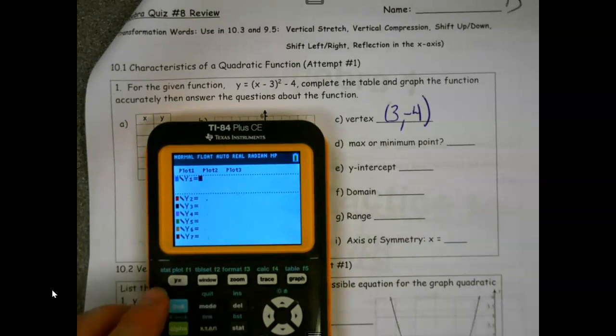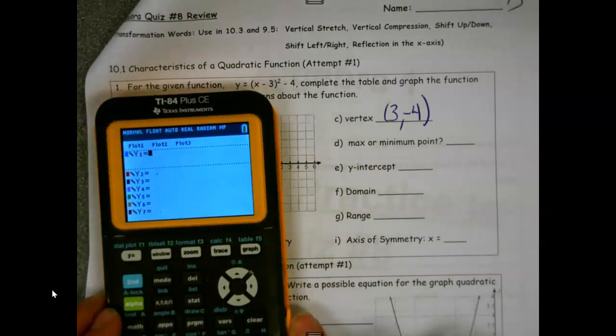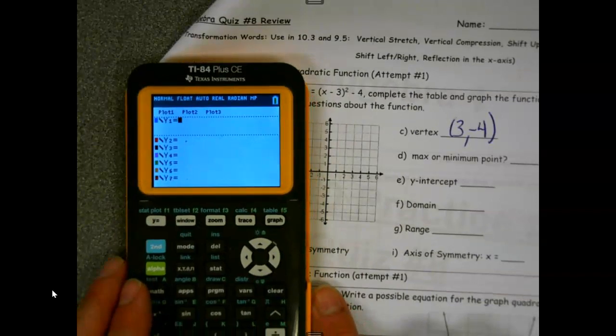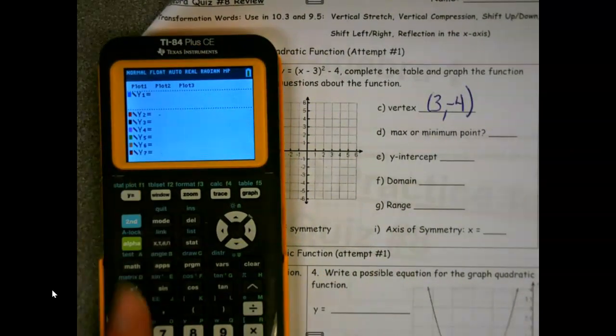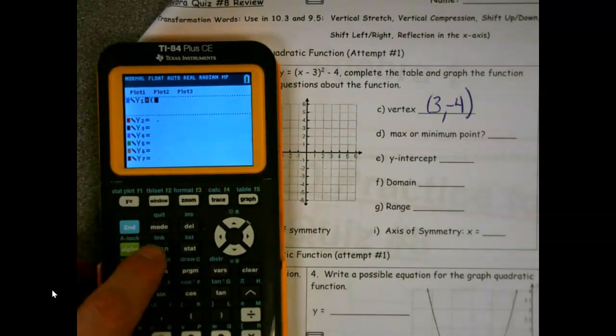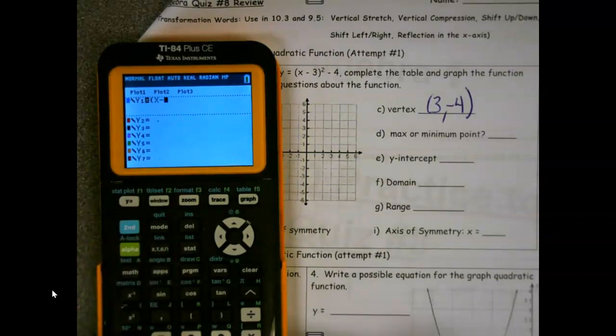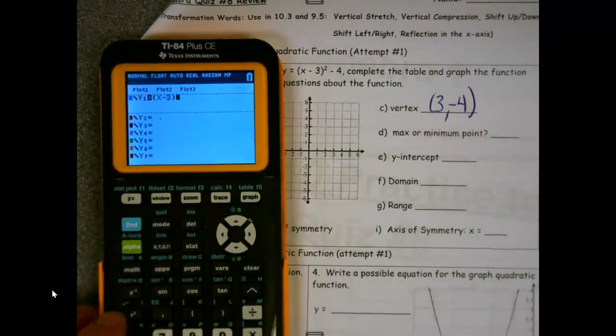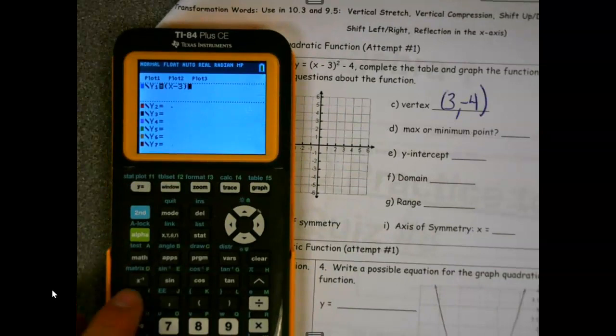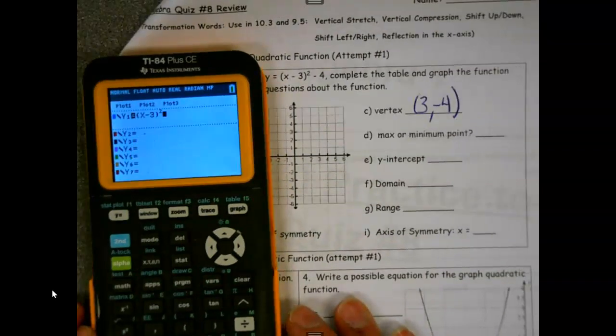Okay, so here we are. Ready to rock and roll. Let me move this a little bit to the side so we can see a little easier. We did y equals to get here. There's my x button, just like we have in the notes. My squared button here. And minus 4, not negative 4.